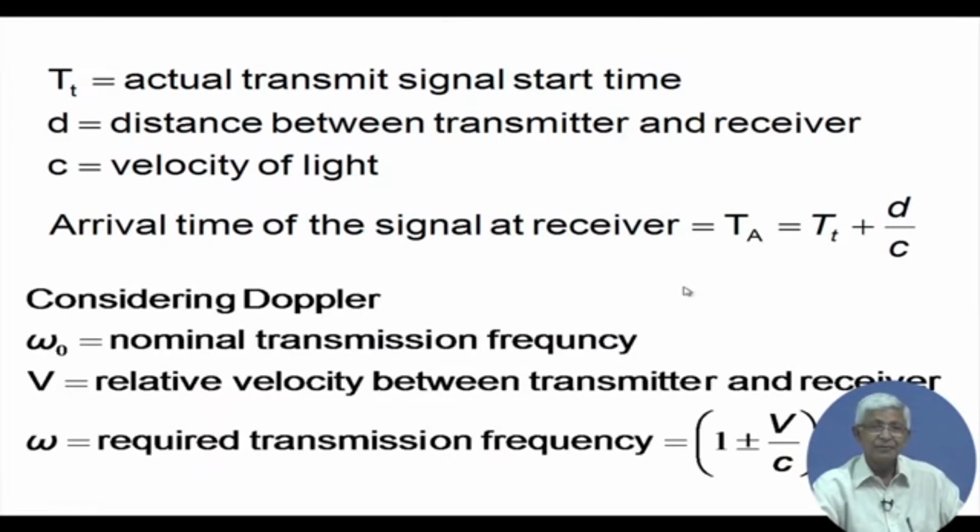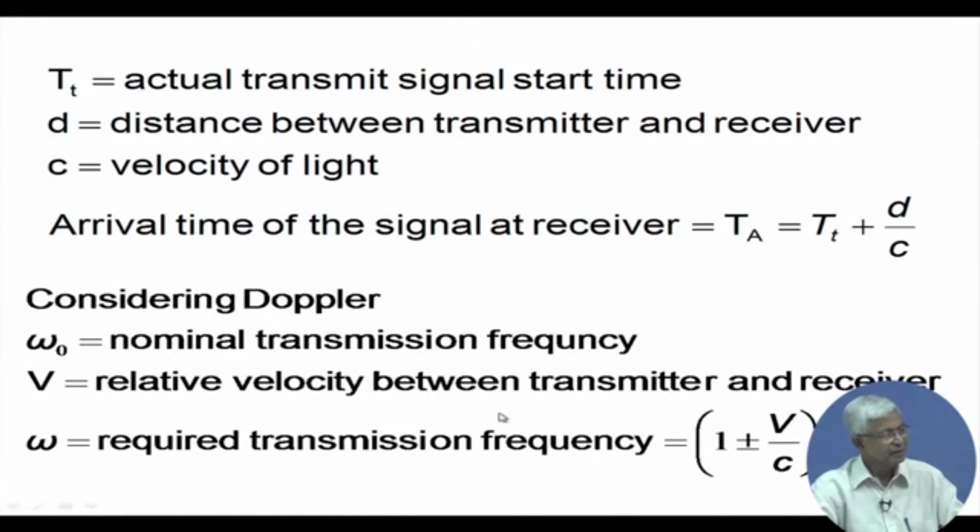Now similarly in the frequency domain, considering there is a Doppler, since the receiver might be moving or the transmitter might be moving, omega naught is the nominal transmission frequency and v is the relative velocity between the transmitter and receiver. In that case, the transmission frequency that is pre-corrected is 1 plus minus v by c. The plus minus stands for whether the velocity is towards the transmitter or away from the transmitter. v by c is the Doppler, into omega naught.